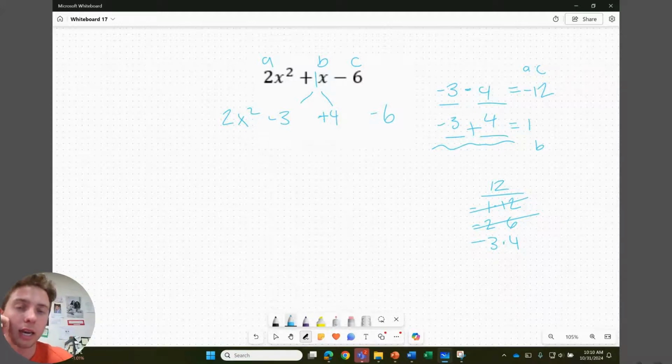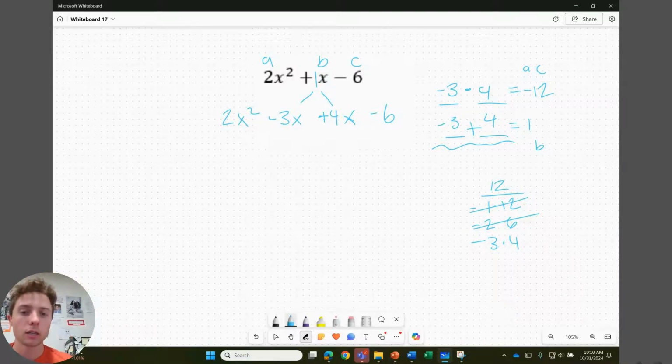So we said that negative 3 and 4 add to 1, but we had 1x in this term. That means both of these need an x. If you were to add those, you would get 1x. These are equivalent steps that we took.